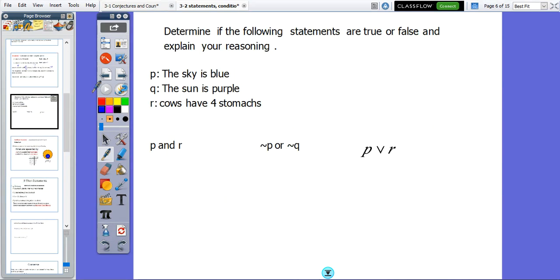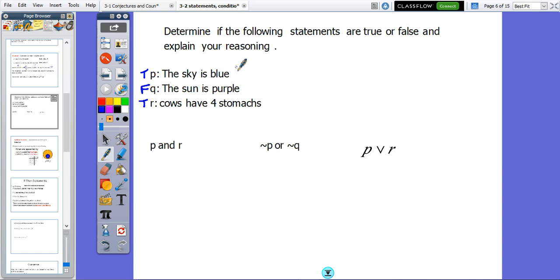So a couple of examples that we did in the assignment. In the practice, we said, determine if these are true or false. Let's look at this. We said P or R. So we start with this. These kind of give them already a true value. So P, the sky is blue, that's a true statement. Q, the sky is purple, that's a false statement. R, cows have four stomachs, that's a true statement right there.